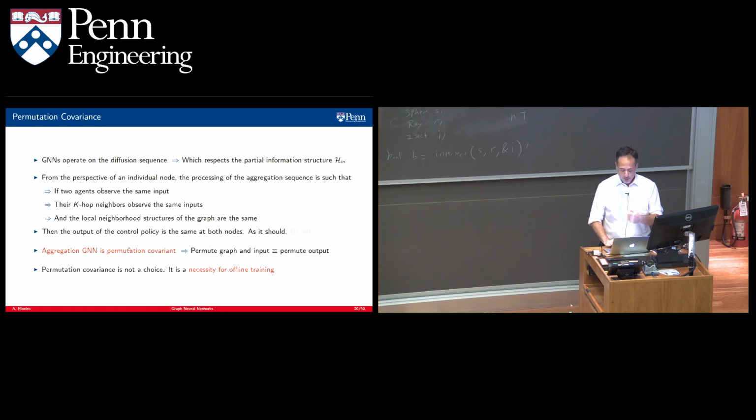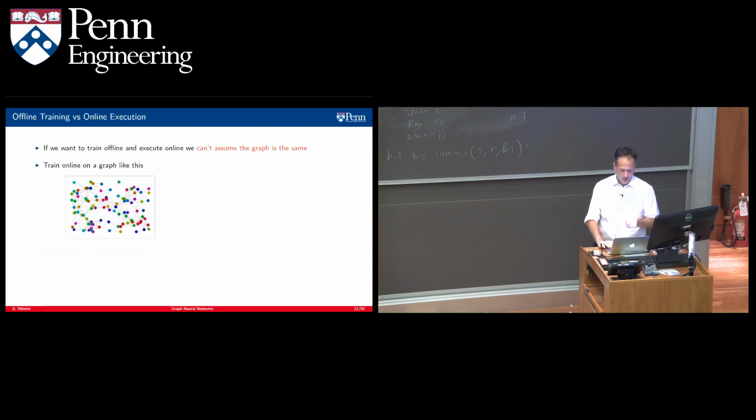Now, what we call this property is permutation covariance, okay, which means that if you permute the graph, you permute the output as well. And I will talk quite a lot about this. But at this time, I want to emphasize that this is not a choice. This is something that I really need to have for me to be able to perform offline training. What do I mean by that? Well, I told you that I'm trying to imitate the central policy. Obviously, by definition, I don't have access to this when I am running my system. But I do have access to the central policy during training.